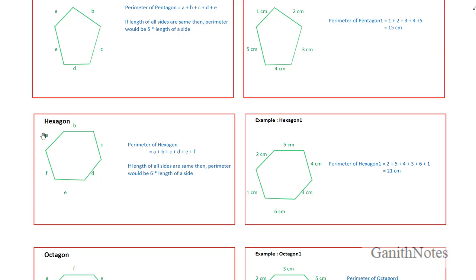So another polygon would be hexagon, which is nothing but a polygon of 6 sides. So the corresponding side lengths are given as A, B, C, D, E and F. So the perimeter of this hexagon would be A plus B plus C plus D plus E plus F. In case the lengths of all the sides of this particular hexagon are the same, then the perimeter can be found easily by the formula 6 times the length of a side.